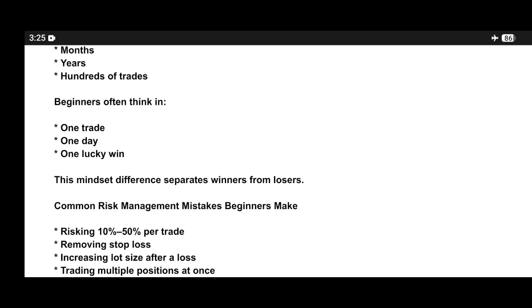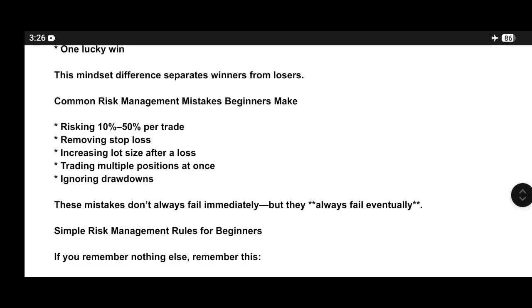Common risk management mistakes beginners make, and how to avoid them. Number one, risking 10% to 50% per trade. Removing stop loss, increasing loss size after a loss, trading multiple positions at once, and also ignoring drawdown. These mistakes don't always fail immediately, but they always fail eventually.